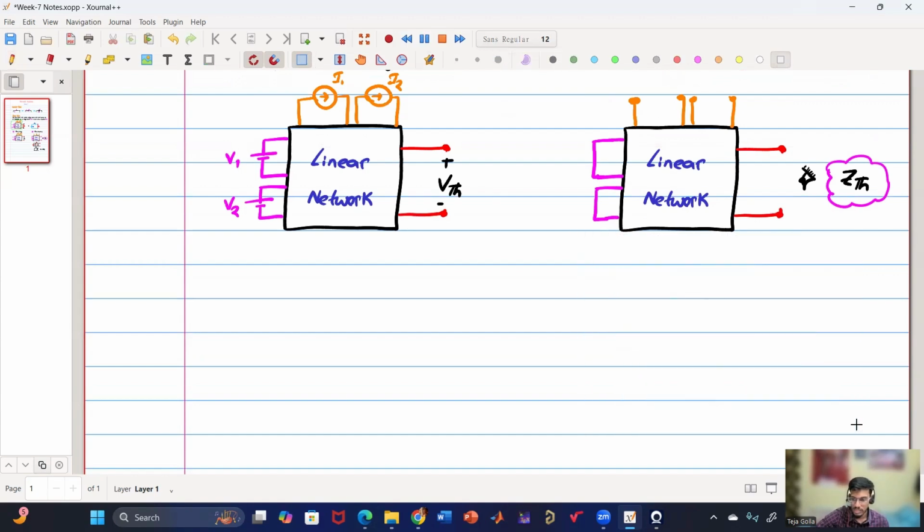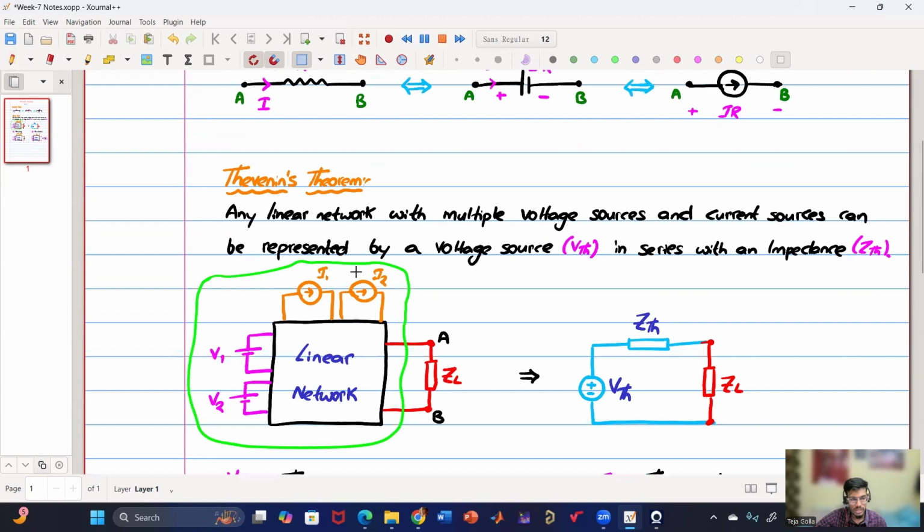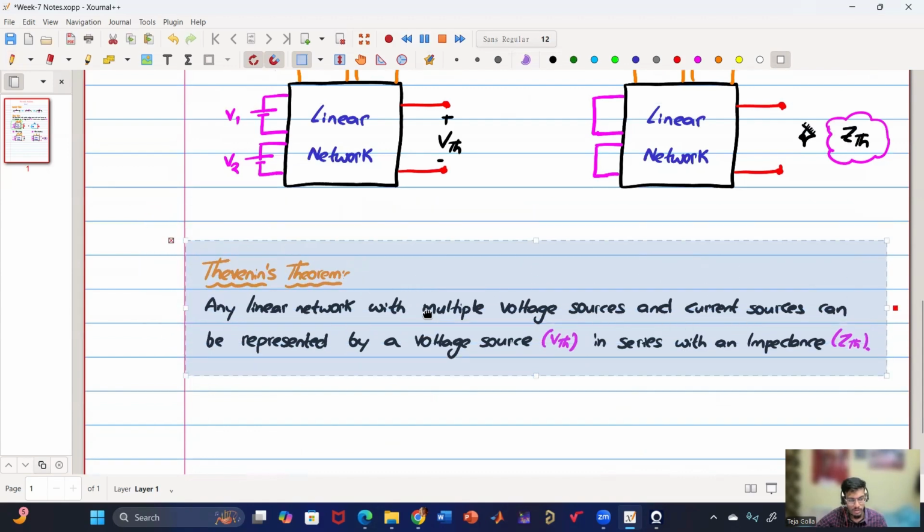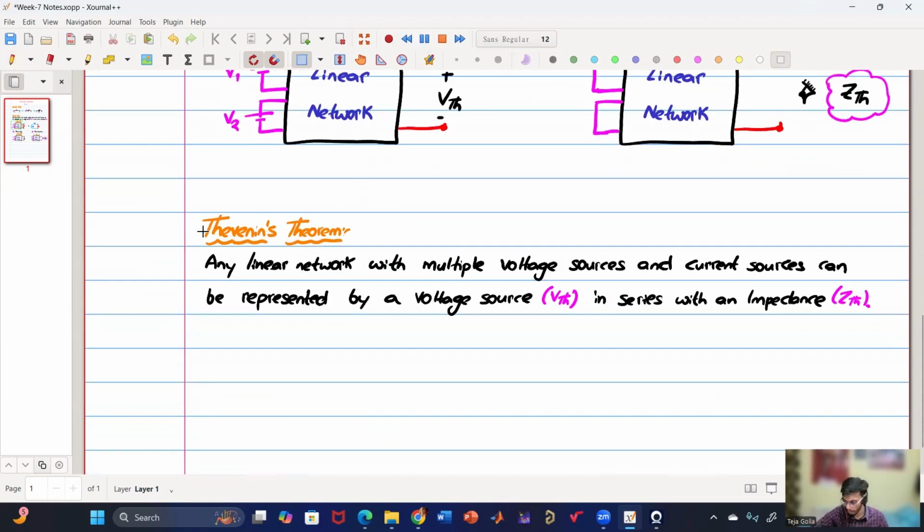Similarly, we can discuss Norton's theorem. For Norton's theorem, I'll just copy paste because there is so much similarity between Thevenin's theorem and Norton's theorem. We'll use a different color for Norton's theorem. Any linear circuit with multiple voltage and current sources can be represented by a current source. Instead of a voltage source, we'll get a current source.